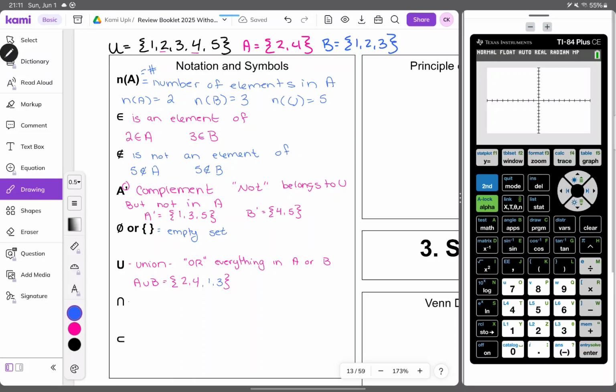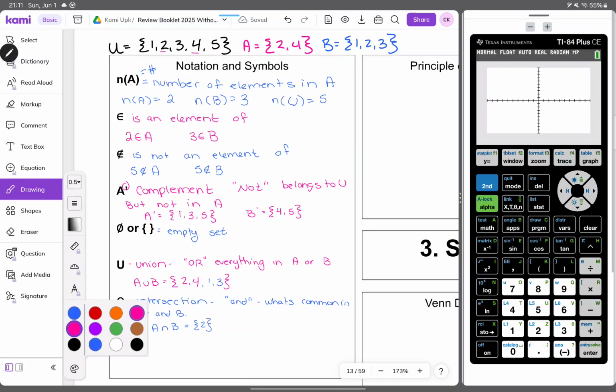This guy here, remember, kind of looks like an N, it's intersection. It's the English word and. It's what's common in A and B. So if I wanted to find A intersect B, I need the thing that shows up in both. Well, the only thing that shows up in both of these is the number 2.